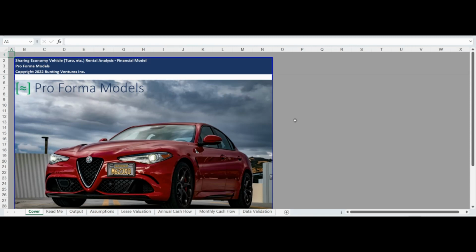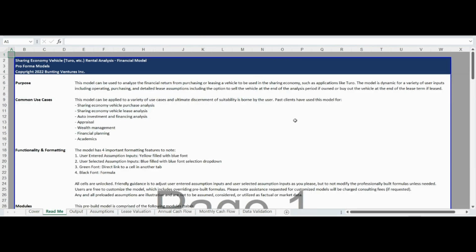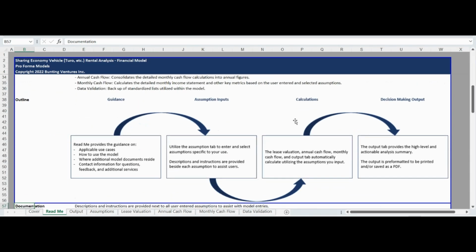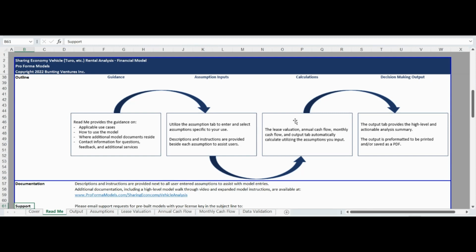This model is applicable for sharing economy rental investments, such as listing a car on an application like Turo. The README tab states the model purpose, highlights common use cases, and provides an overview of functionality, formatting, and all of the unique modules within the model. This tab also provides additional documentation, contact information, and a summary of additional products and services available from Forma Models to support your analysis needs.